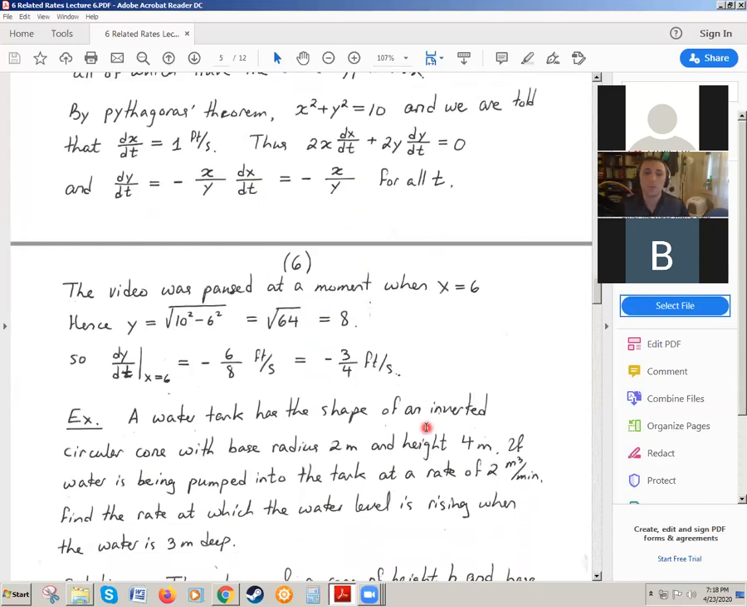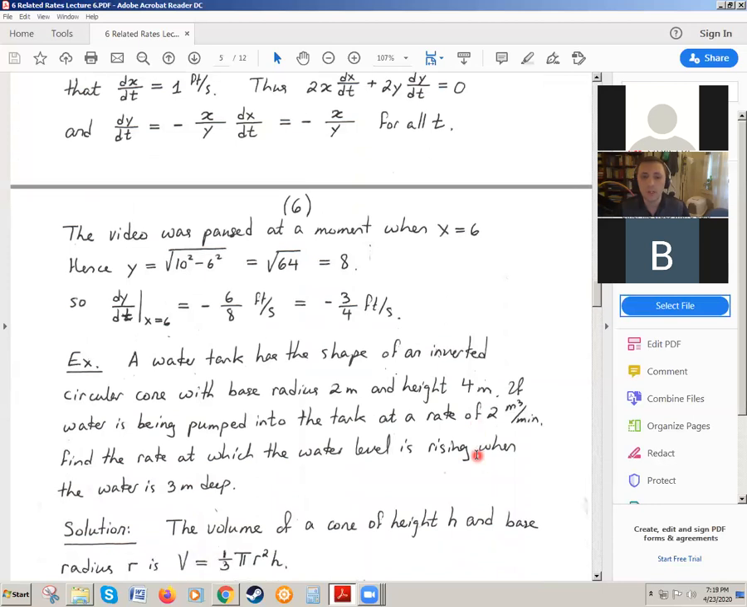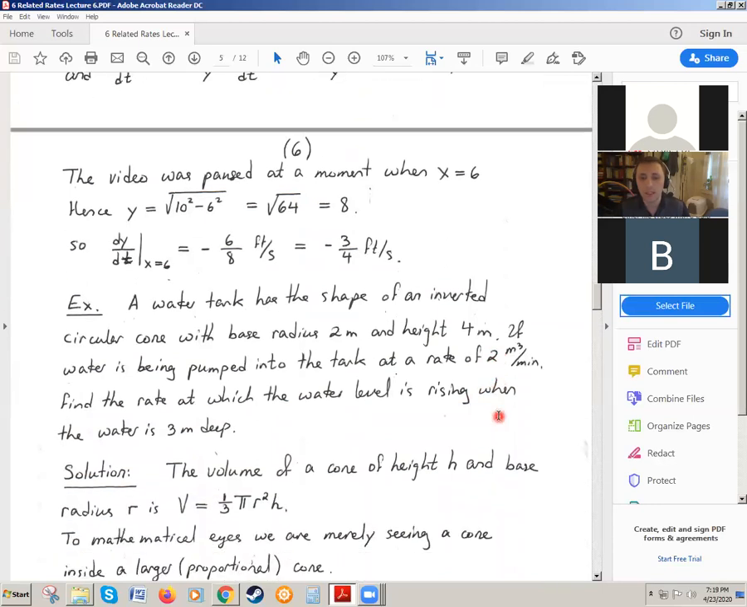Okay, I will help you at least a little bit because I'm not sure you know the volume for a cone. So we have a tank, a water tank, and the tank is an inverted circular cone with base radius 2 meters and height 4 meters. And then water is again pumped into the tank at a rate of 2 meters cubed per minute.